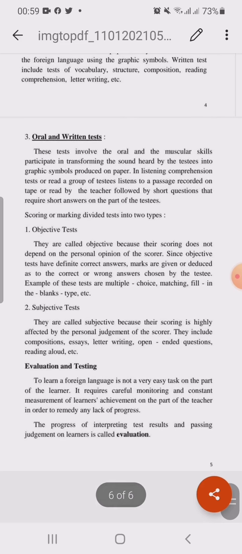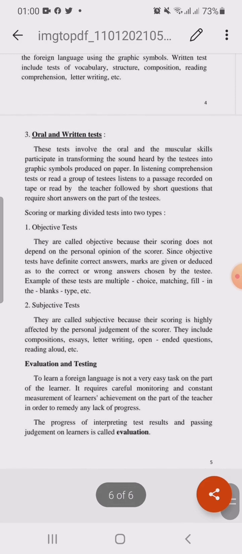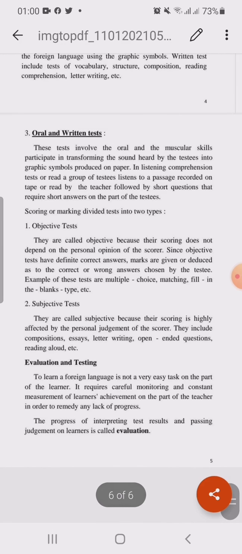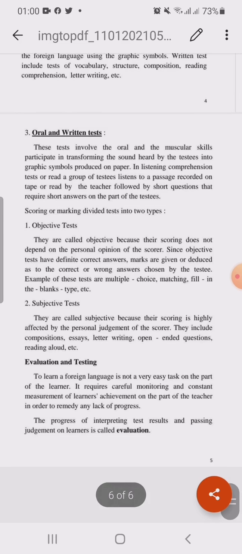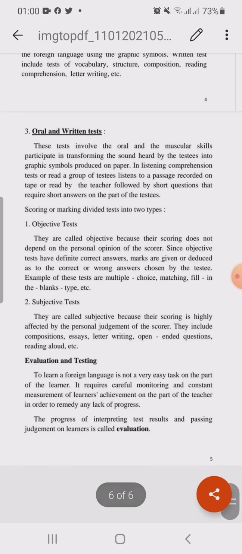In listening comprehension tests, a group of testees listens to a passage recorded on tape or read by the teacher, followed by short questions that require short answers on the part of the testee. The students listen to a passage and we follow it with short questions, as when we tested you: you listen to a passage, then we give you short questions that you answer on paper from the passage.